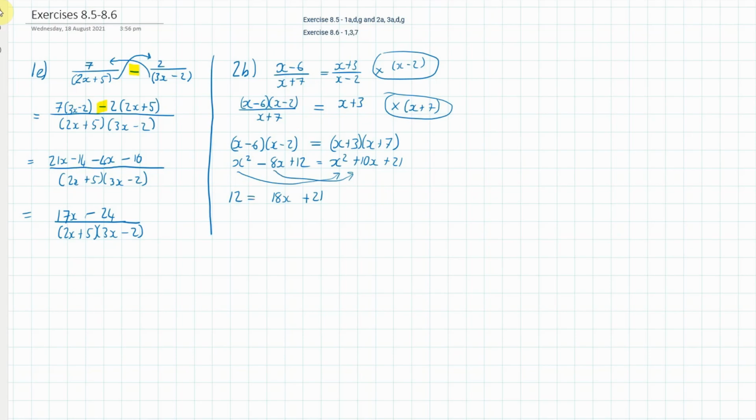So I'm going to have 21, hang on, is that correct? Is that what I want to do? Yep. Then I'm going to have 18x is equal to 12 minus 21. Now this looks like it's not going to be very nice at all. Negative 9. So it's not a whole number, but it will be negative 9 over 18, which is negative 1/2. And that would be our answer there.